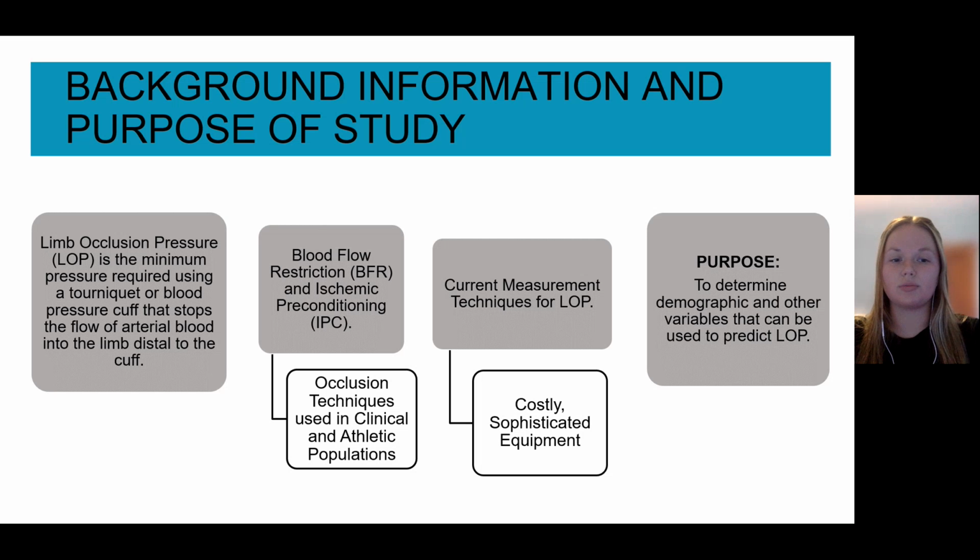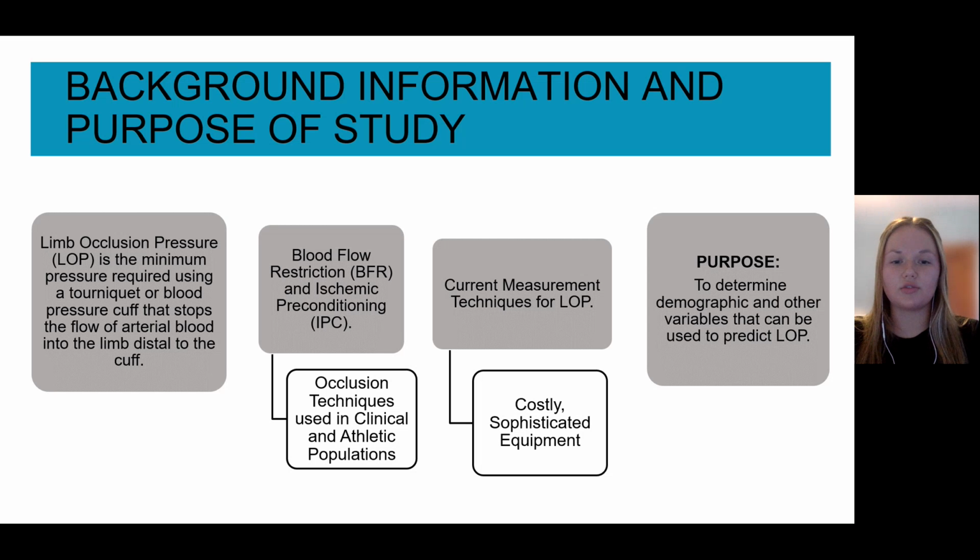Limb occlusion pressure is used in blood flow restriction and ischemic preconditioning. These two occlusion techniques are used in clinical and athletic populations, both as a rehabilitation technique and an ergogenic aid. They create a hypoxic environment to mimic the effects of high-intensity exercise. Blood flow restriction, however, only utilizes a percentage of one's limb occlusion pressure, whereas ischemic preconditioning uses a pressure that is at or above an individual's limb occlusion pressure.